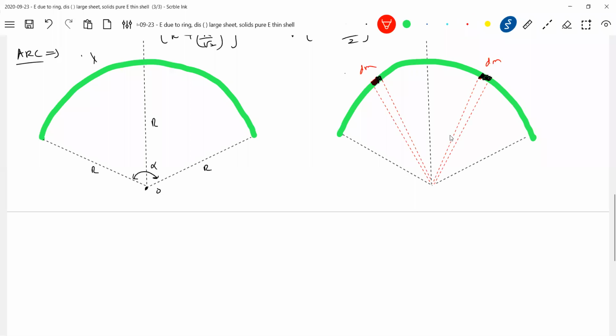Due to this element, in what direction it will be? Here it will be dE dash. This is dE dash. Let me take this as theta. Let this be r. Let this be d theta. So then this will become theta. So what is the advantage here? Again, you see the net field. What will happen to the net field along the x-axis? It will cancel. No?